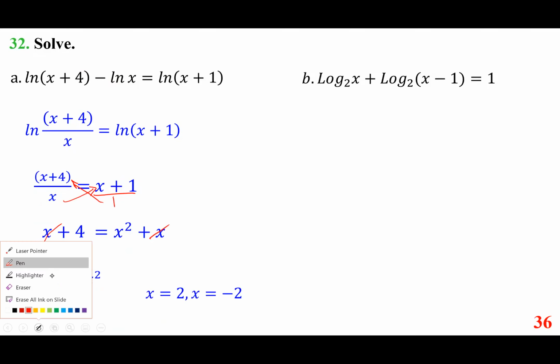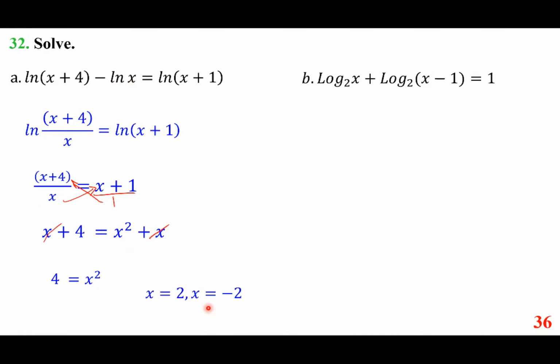However, we have to check. When you check the negative 2, it's fine here, but it's not fine here. ln of negative 2 is undefined, so this is out. As long as any of those expressions becomes undefined, that one is out. So that's an extraneous solution that we came up with, doesn't work with the original equation.